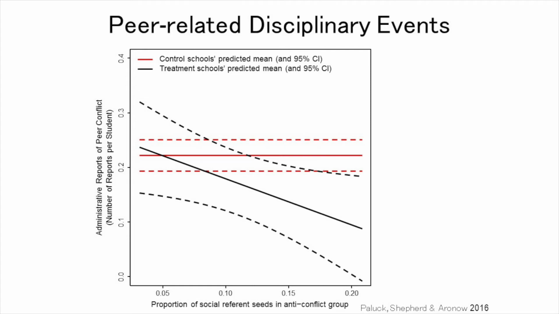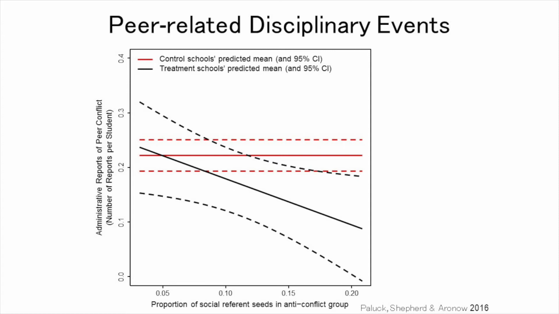So this is data that we got from the schools, from their administration, about all of their disciplinary events, and we coded for whether they were about peer harassment or not. And we could look at the effect of these treatment groups, and particularly the proportion of those influential students, on disciplinary events. So the x-axis is the proportion of the treatment group that were these influential students, and this is the average number of peer harassment events.